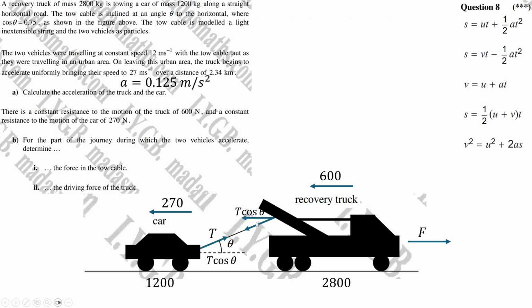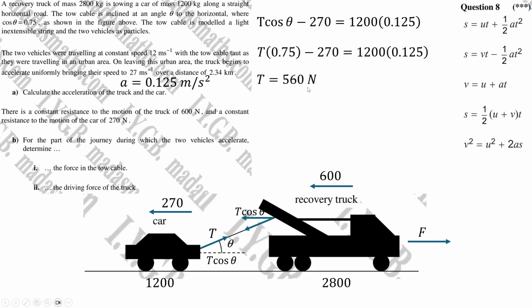So if we do T cosine theta... Oh yes, I've just done it on this part here. So I've said that T cosine theta take away 270 equals 1200A, but we know what A is. It's 0.125. And we know what cosine theta is. It's just 0.75. It says somewhere. Yeah, here. Just plug that in to get 560 newtons.